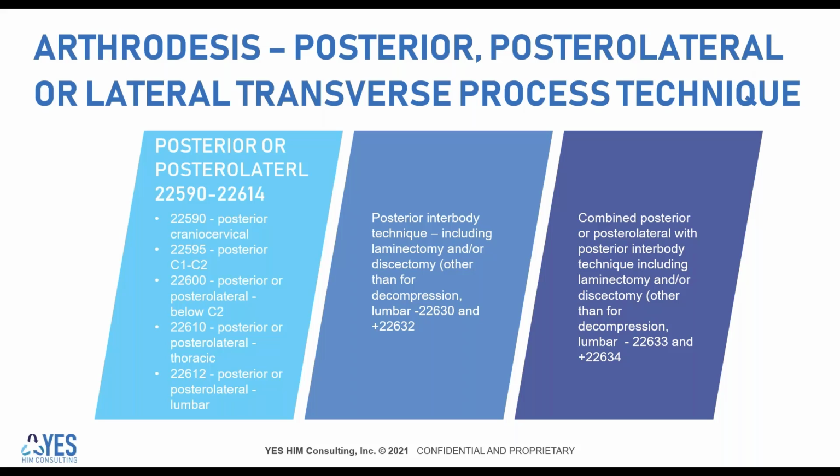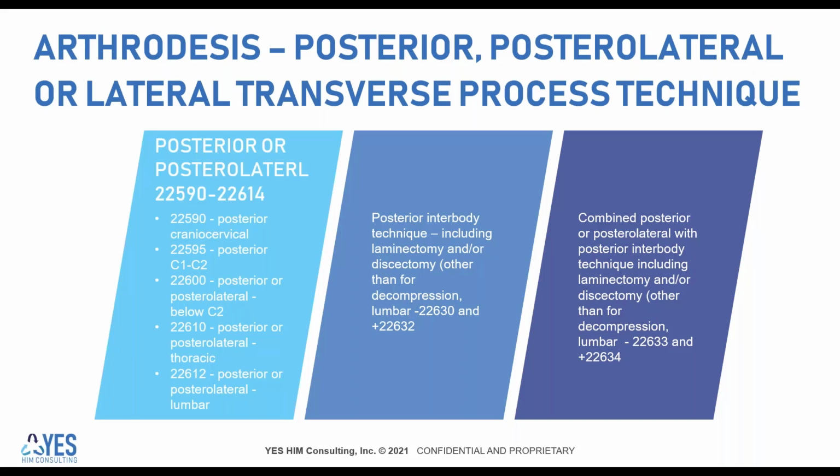The next grouping that you will see within CPT is going to be posterior or posterolateral. And you'll see here that there is a code, 22590, for very, very high at craniocervical. There's one for C1, C2, there's one for below C2, there's one for thoracic, and one for lumbar. There is a special code for posterior interbody technique, which includes laminectomy and/or discectomy, other than for decompression. So again, diagnosis can come into play.